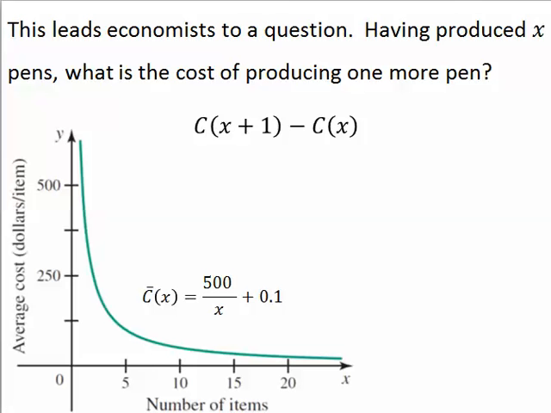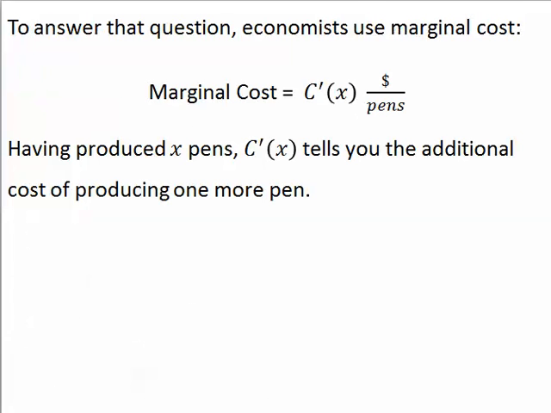And so this raises a question for economists. Suppose you've produced your 1,000 pens. What would be the cost of producing just one more? Well, to answer that, economists use what they call a marginal cost function, which is just the derivative of your cost function. So you take your cost function, take the first derivative, and you have what economists call marginal cost. And marginal cost tells you the additional cost of producing just one more item, in our case, one more pen.